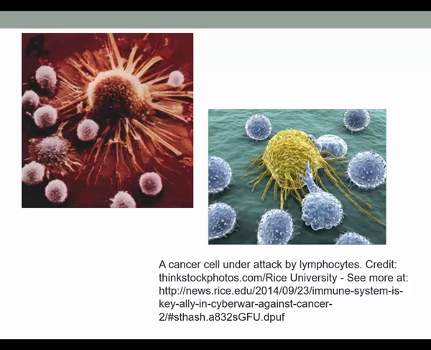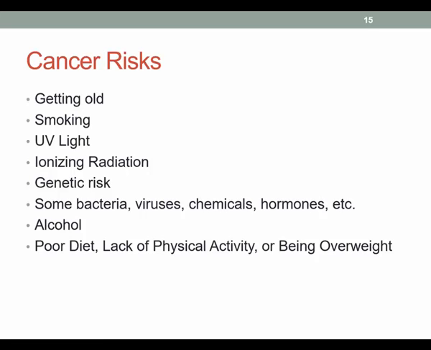Here's some cancer cells being attacked by our lymphocytes, which are some really kind of cool looking images. There are risks for cancers, and some of them you can avoid or try to avoid. However, getting older increases your risk of cancer greatly, and you really can't do much about that one. Other risks like smoking, UV light, ionizing radiation, you can avoid and lower your risk. You probably can't lower your genetic risk. You can't control who your parents are. You can try to avoid some bacteria and viruses, but sometimes this is difficult. But eating less, exercising more, drinking less alcohol, being active can all reduce your risk of cancer.